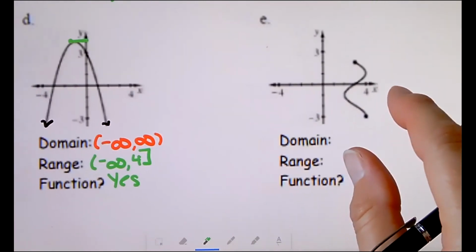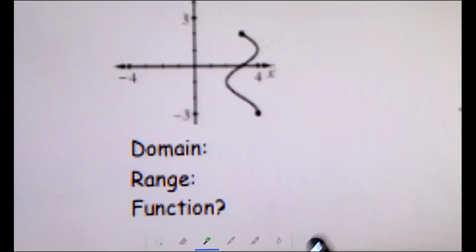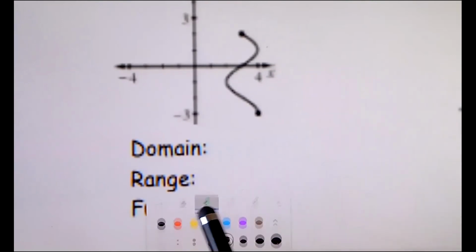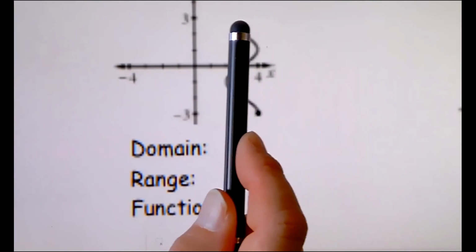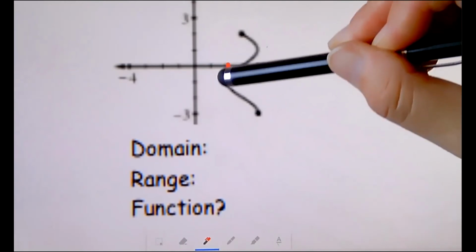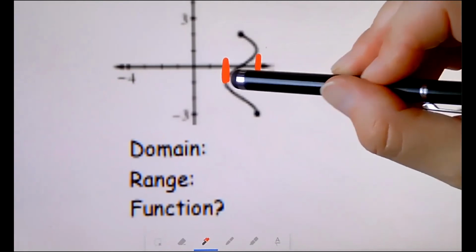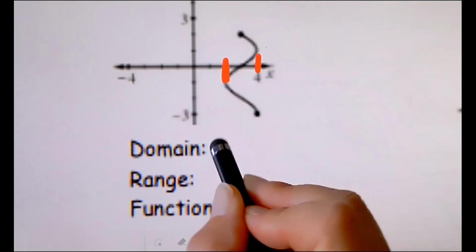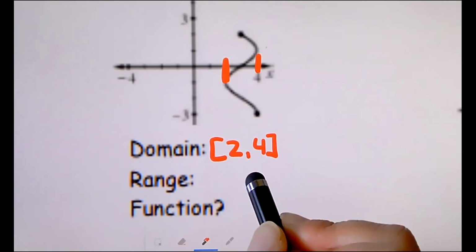Now this graph here, I'm going to zoom in because this is kind of a small graph. So for my domain, how far to the left it goes, right to here. It looks like it stops right here. Let me just put the little mark. It looks like it stops at 2. And it goes here, it looks like it stops at 4. So from 2 to 4, it's going to be closed bracket 2, closed bracket 4.